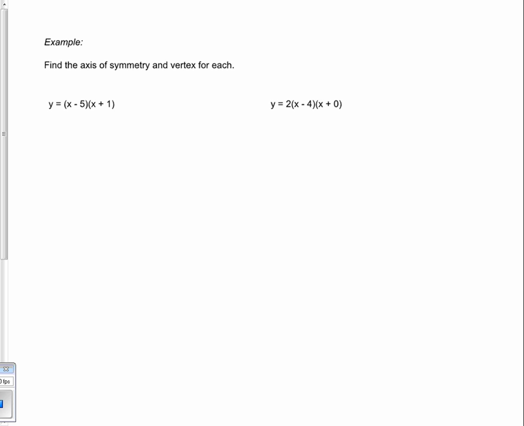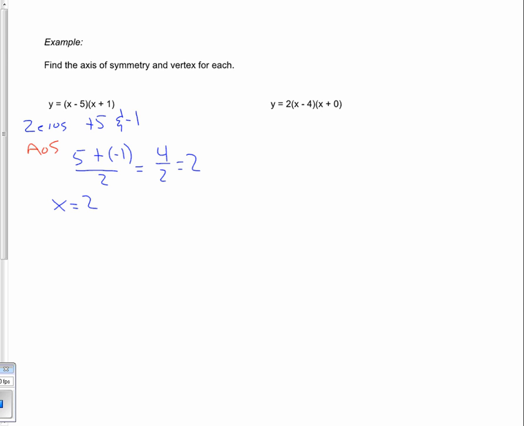So we've got this equation, y is equal to (x - 5)(x + 1). So we can figure out the zeros straight away. The zeros for this one are going to be positive 5 and negative 1. Now if I want to figure out the axis of symmetry, I need to take (5 + -1) divided by 2. That's going to give me 4 over 2, which is 2. So my axis of symmetry is x = 2.